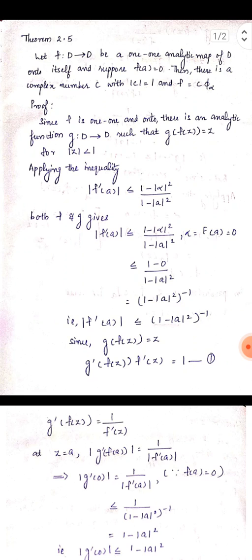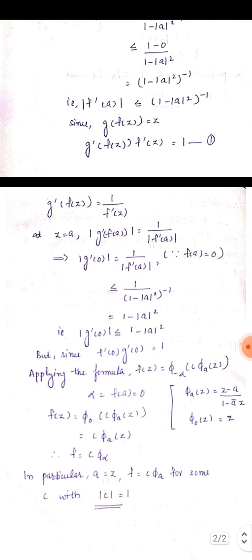Then g of f of z equal to z. So g dash of f of z into f dash of z equal to 1. That is equation number 1. So g dash of f of z equal to 1 by f dash of z. That is at z equal to a, mod g dash of f of a equal to 1 by mod f dash of a. We know that f of a equal to 0.